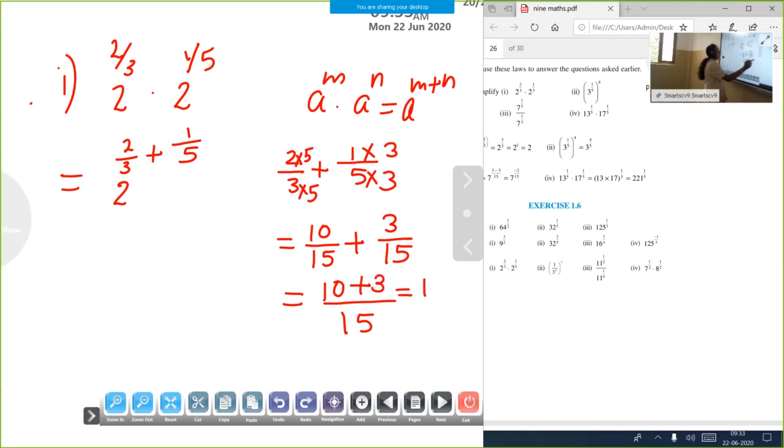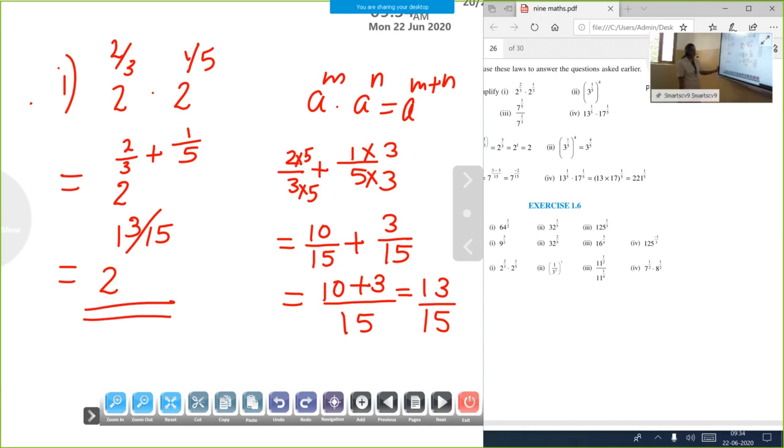What is 10 plus 3? It is 13 divided by 15. So when you solve 2 by 3 plus 1 by 5, our answer becomes 13 by 15. That goes upon the power. That way you write it: 2 raised to 13 by 15.